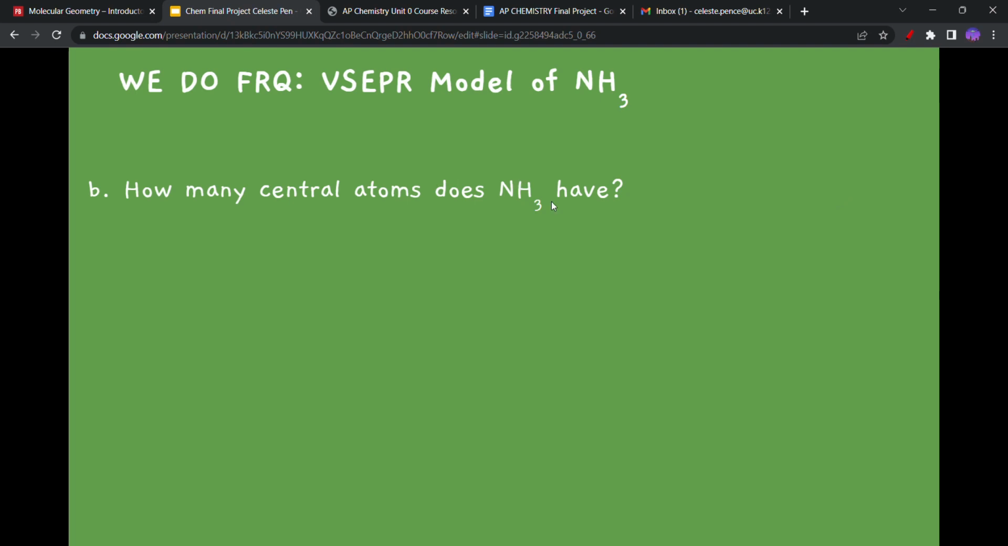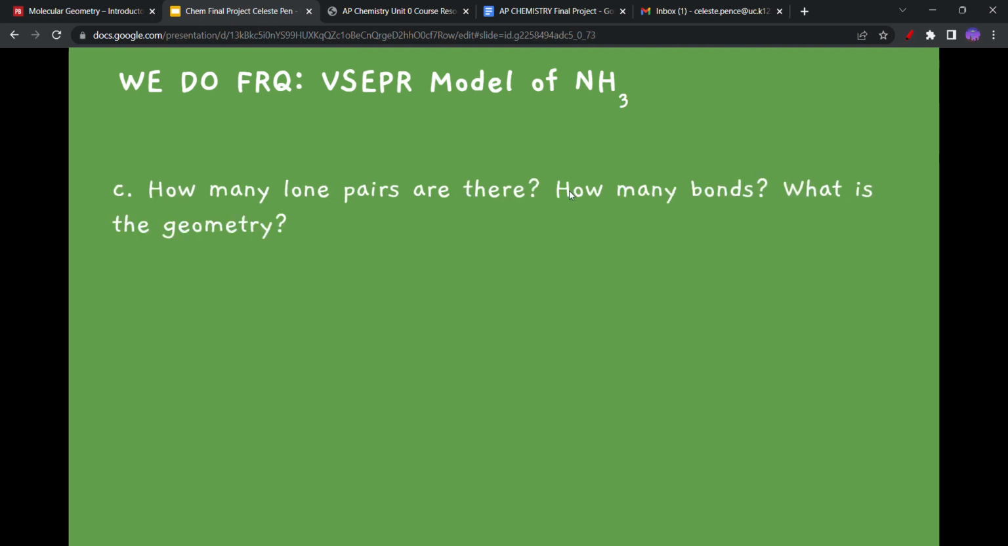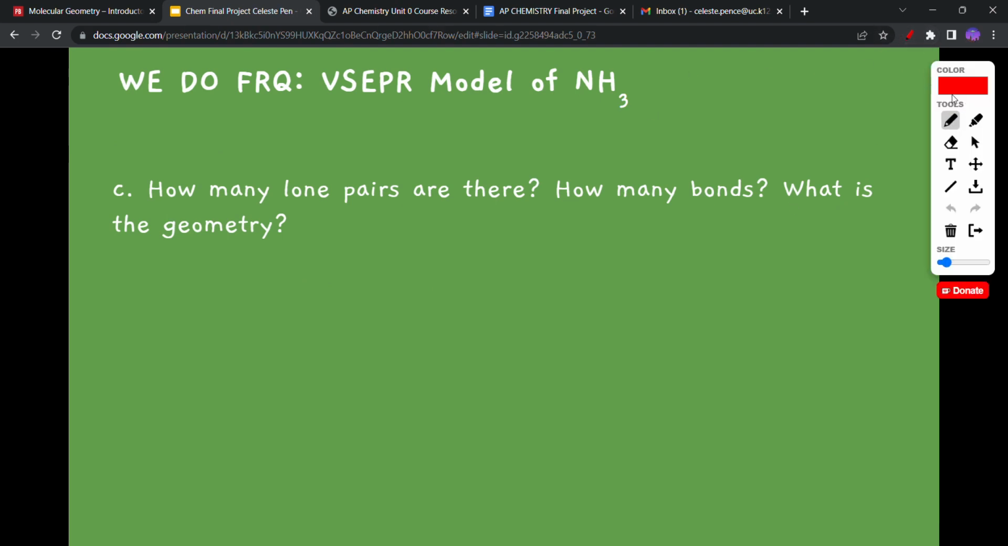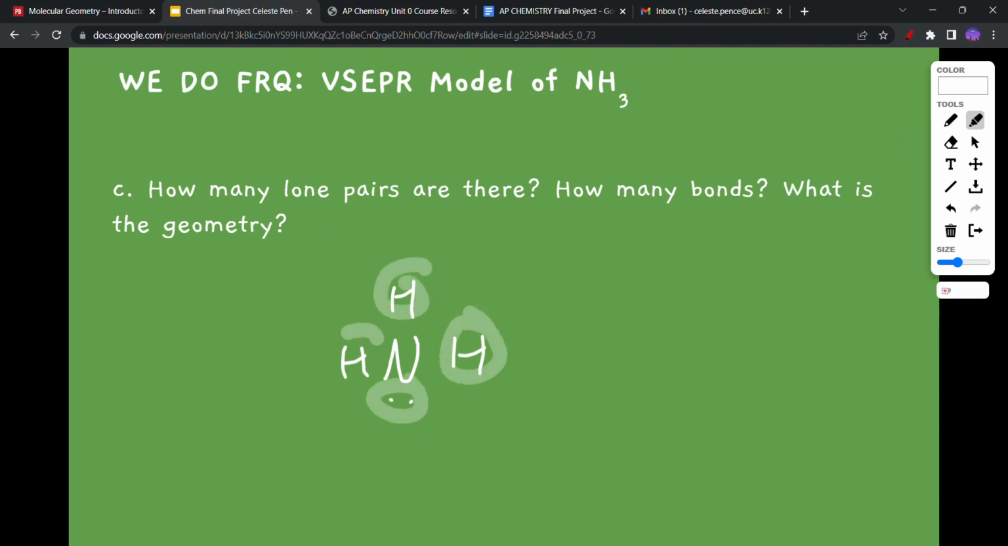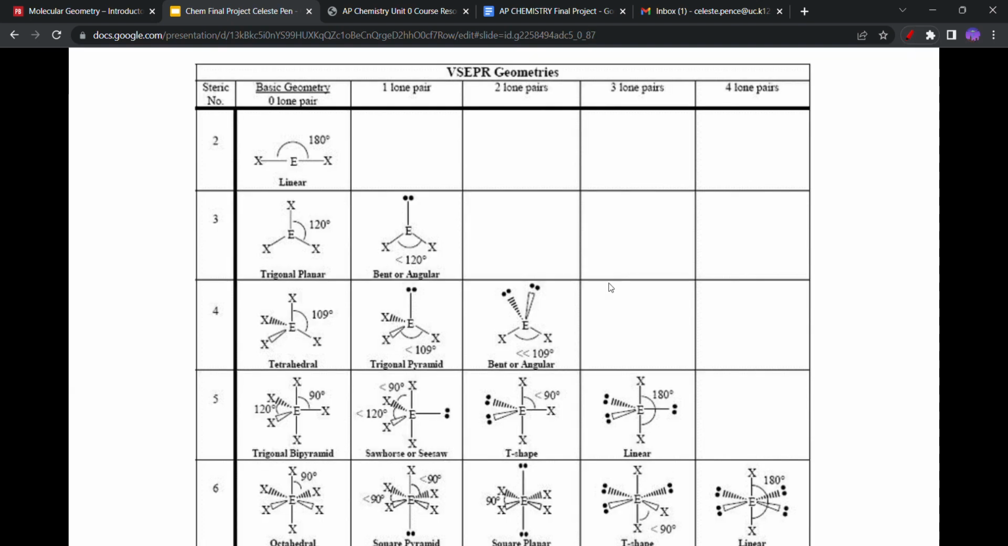How many central atoms does ammonia have? It has 1 central atom because we have 1 nitrogen. How many lone pairs are there? How many bonds? What is the geometry? Let me get my Lewis structure back up here. We have 1 lone pair and 3 bonds. And next we determine, we have 1 lone pair and 4 bonds total. Next we determine the geometry with that information. So 4 bonds total, 1 lone pair, it's a trigonal pyramid.